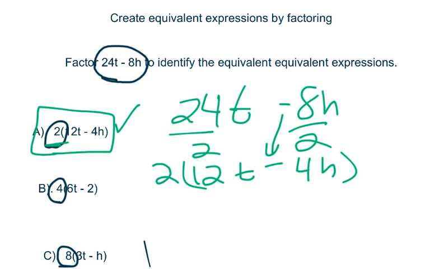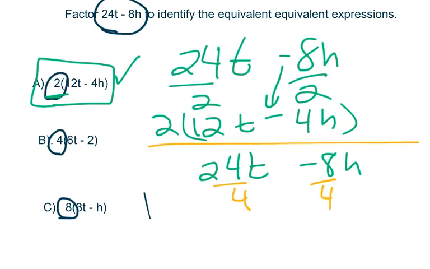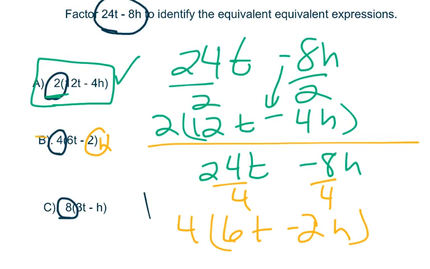So this would be an answer. Now, let's look at the next one. We're going to divide by 4 this time. So, 24t minus 8h, and if we divide by 4, that will give us 6t minus 2h, and we put the 4 out front. And this one's not an answer because this is missing the h. So no go on the B.